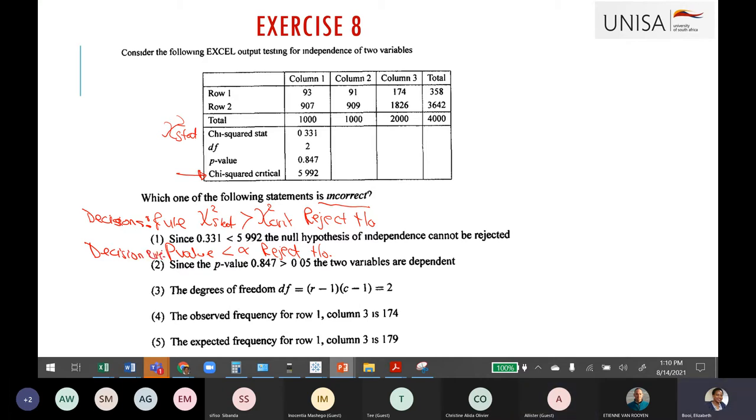It's a rule that you can use to answer those two questions. Number three, you just need to calculate the degrees of freedom. Number four, you need to identify whether that observed frequency is correct. And number five, you need to calculate the expected frequency. And remember that you use your row total multiplied by your column total, divided by n.